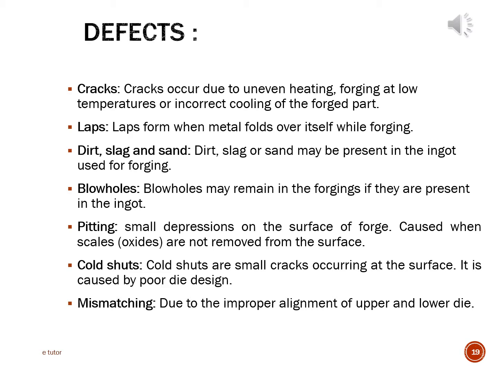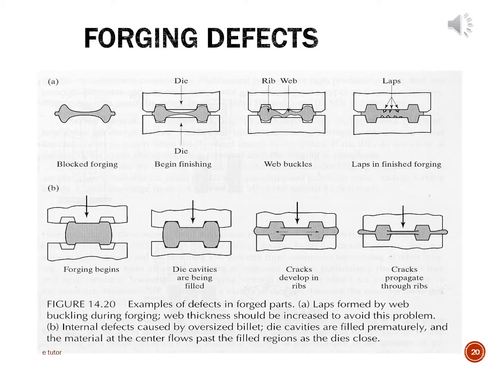Next is mismatching. Due to improper alignment of the upper and lower dies, mismatching may happen. Some of the forging defects are shown in the figure. First set of figures shows laps formed by web buckling during forging. The remedy for this is increasing the thickness of the web. The second set of figures shows internal defects caused by oversized billet.